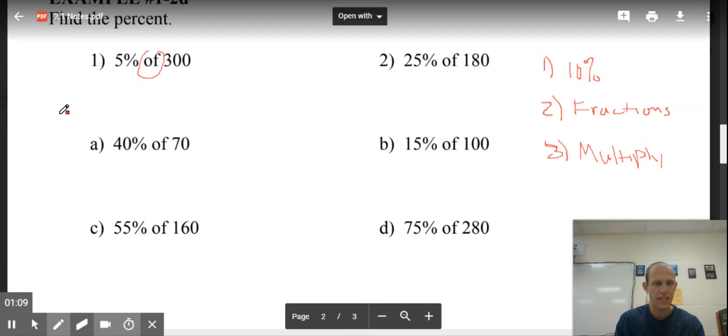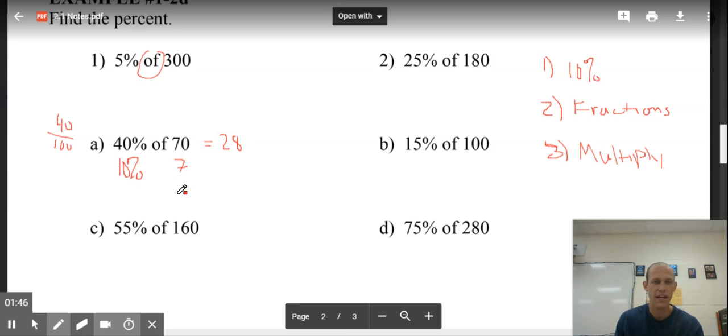40%. That's really like saying 40 parts out of 100. So if we do the 10% method, what is 10% of 70? That would just be 7. 7, 10 times will give you 70. I have 4 of these, so this times 4 will give me the number that is 40% of 70. So 7 times 4 would give me 28. So 28 out of 70 is 40%.